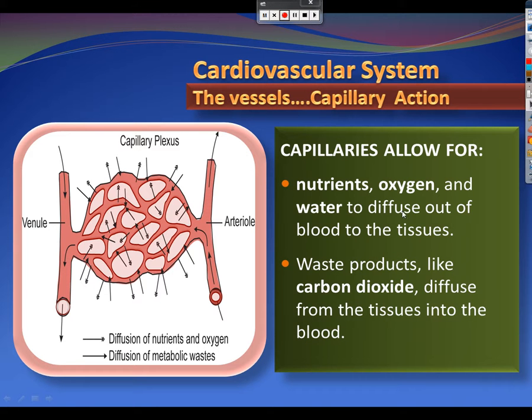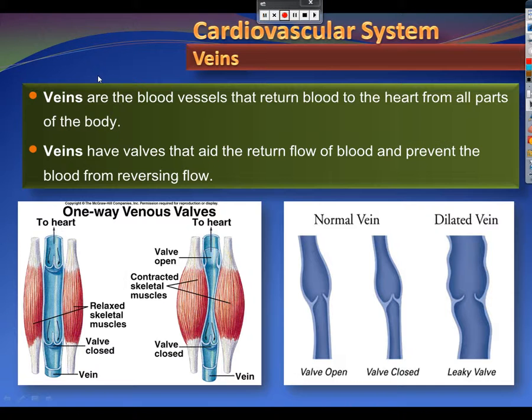The capillaries allow for nutrients, oxygen, and water to diffuse out of blood and into the tissue. And waste products like carbon dioxide are going to diffuse from the tissue and go into the blood. Okay? That's one of the primary functions that capillaries do as well.